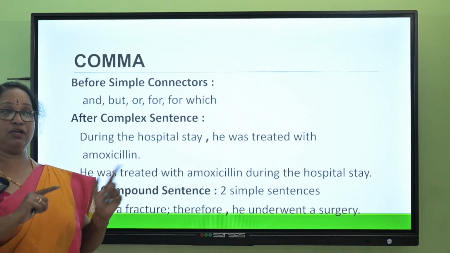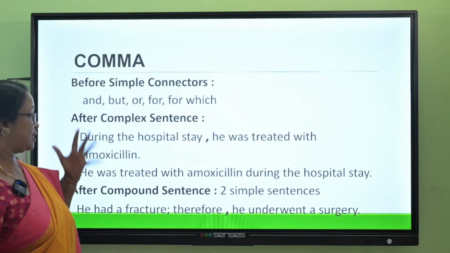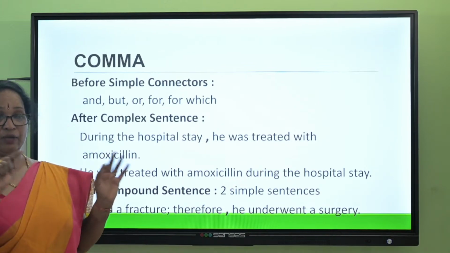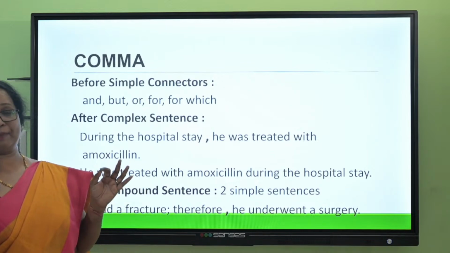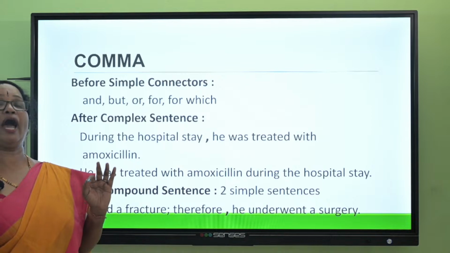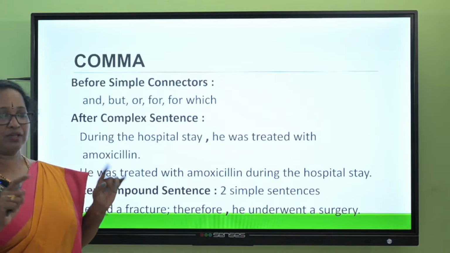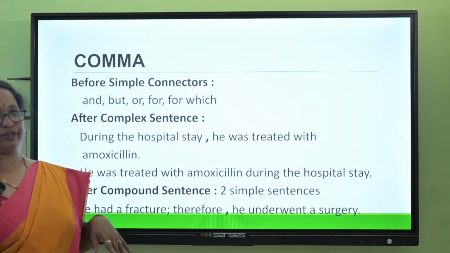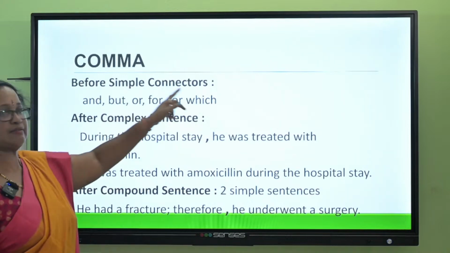For example, I will tell that one. He was treated, he has the complaints of nausea, comma, dizziness, comma, and vomiting. After and, don't put a comma. Okay, because and is a simple connector.